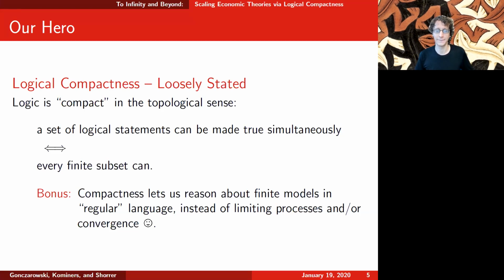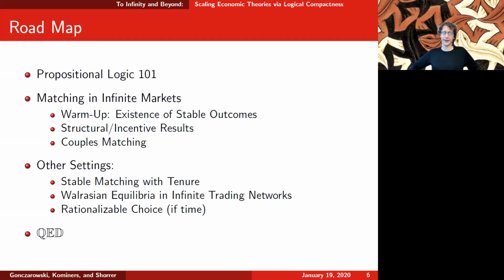All right. So where are we going today? I'm going to do a quick crash course in propositional logic. And then, most of the talk, we're going to work through different examples of matching in infinite markets. We'll do a warm up where we reprove, not Tarski's theorem, sorry, Fleiner's theorem of existence of stable matching without using Tarski's theorem. And then we'll talk about structure and incentives results. And then I'll show you how you can use the same techniques to address a question in couples matching.